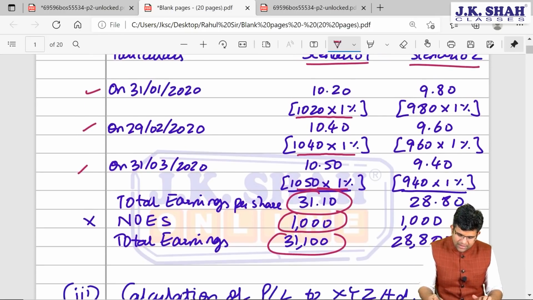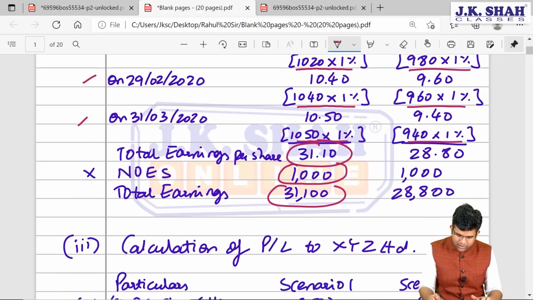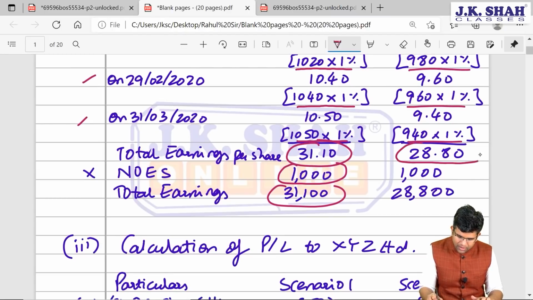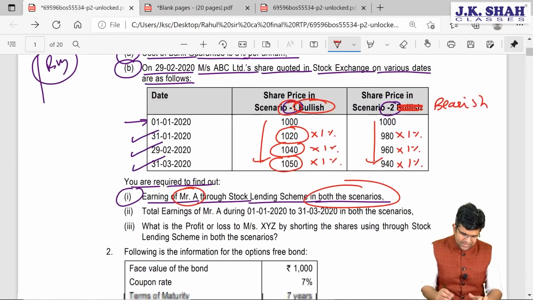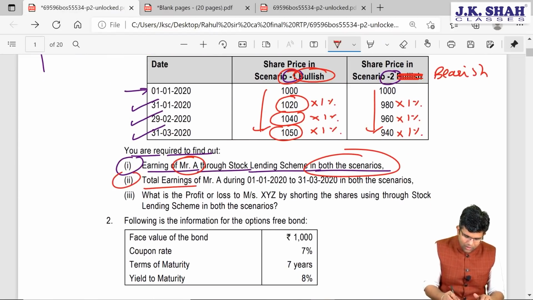For the bearish scenario, 980 into 1%, 960 into 1%, 940 into 1% totals to 28.8, that is 28.8 per share earnings multiplied by 1000. This will give you 28,800 as the total earnings for Mr. A from the stock lending proposition. Now, children, the second point they're asking, what are the total earnings of A in this period under both scenarios?